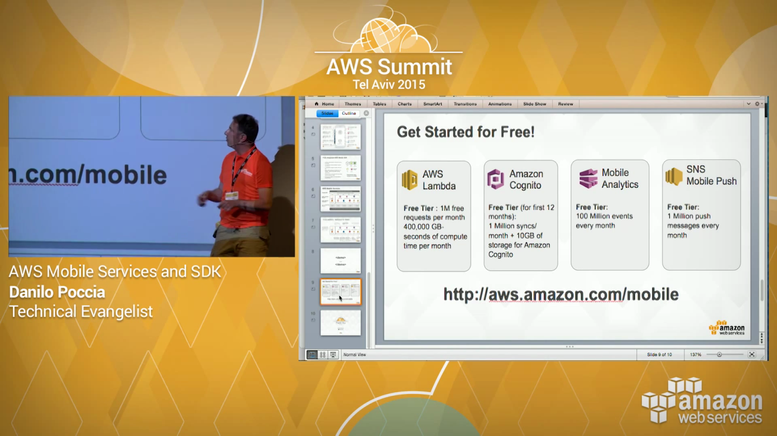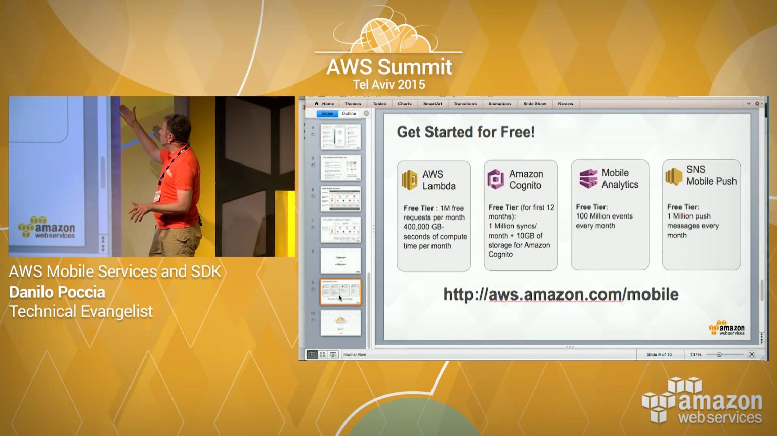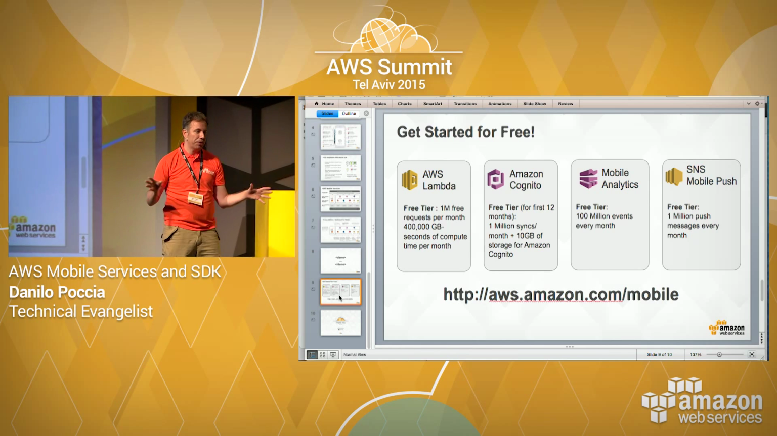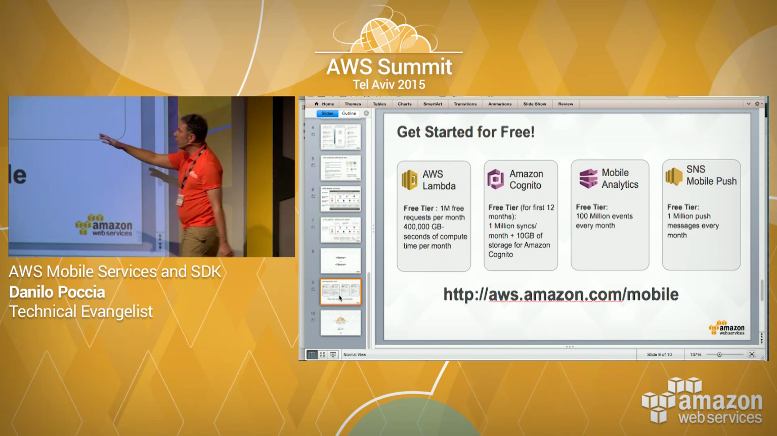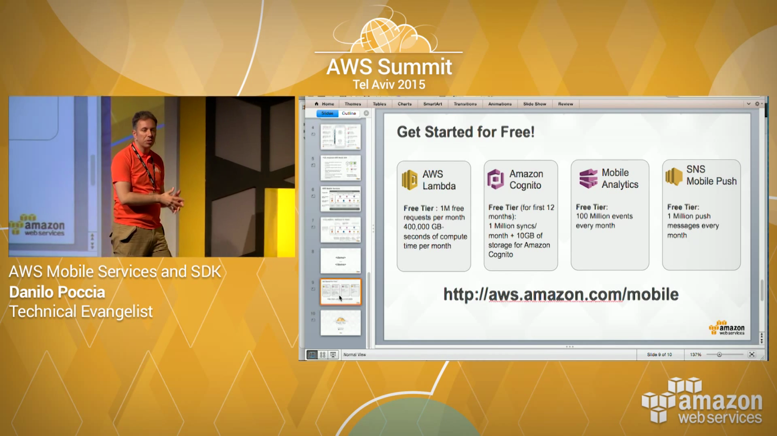With mobile analytics, the first 100 million events every month are free. With SNS mobile push, the first million mobile push messages that you deliver every month are free. So everything is always on. Only the Cognito free tier is valid for the first 12 months that you use the service.